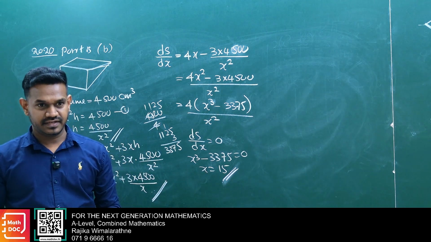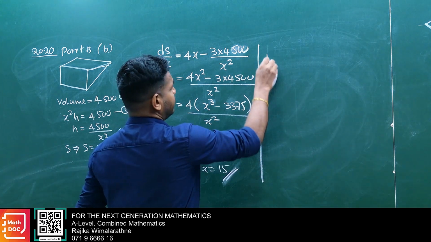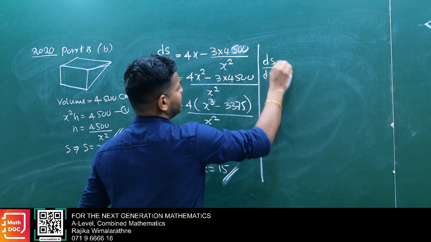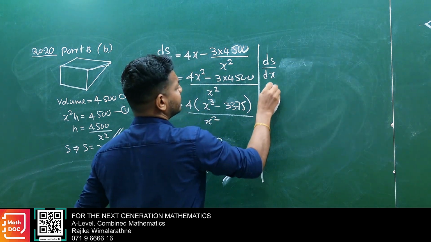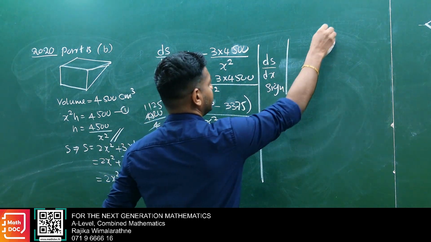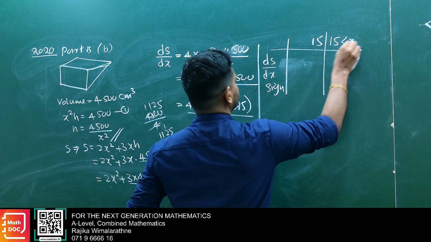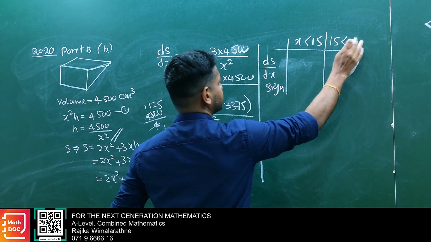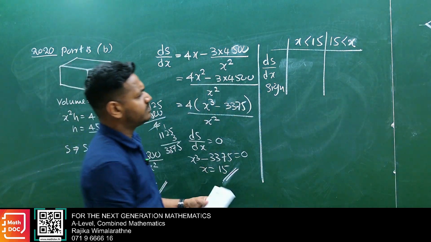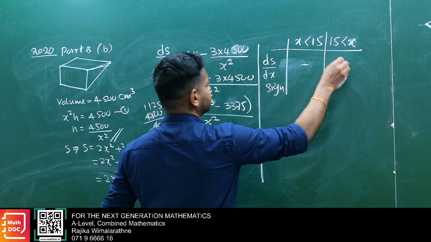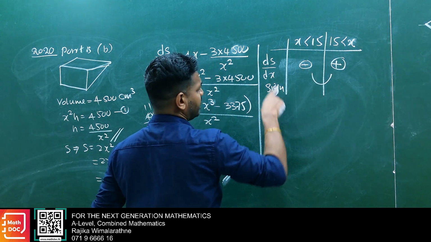x equals 15. Then you check the sign of ds over dx about this 15 value. Less than 15 and greater than 15: less than 15 it is negative, greater than 15 it is positive. Then negative to positive means minimum.